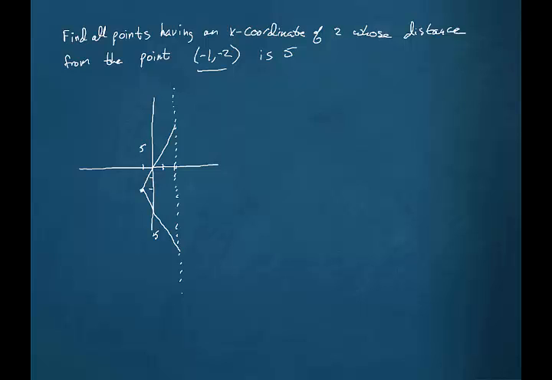There are going to be a couple of points on this line, x equals 2, the line where every dot has an x-coordinate of 2. We want the ones that have a distance of 5 from the dot -1, -2 up to this line. In other words, where we have x-coordinates of 2.